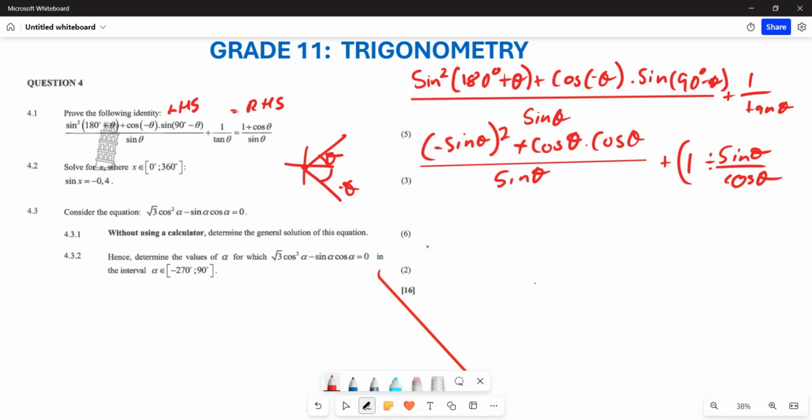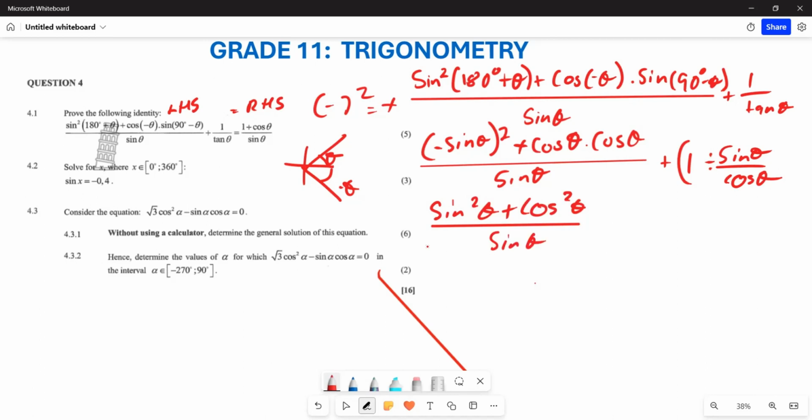Now, from here, what is it that we are going to do? Look, now your negative sine squared. Remember, when you say negative squared, this is the same as positive. So this is the same as sine squared of theta plus cos multiplied by cos, which is cos squared of theta, and this is obviously divided by sine of theta.